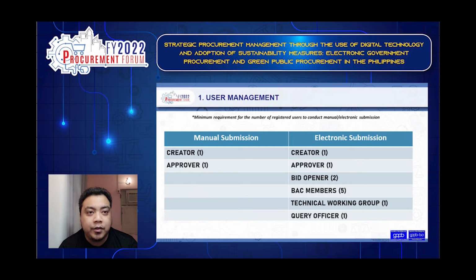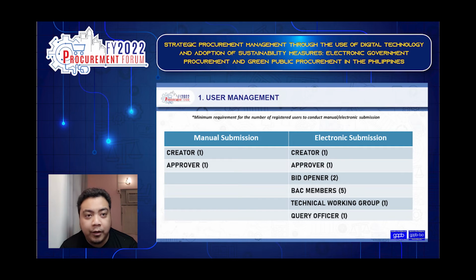There are 2 kinds of submission under the modernized PhilGEPS. So there is a manual and there will be an electronic submission. For the manual submission, it only requires creator and approver, while as for the electronic, it requires creator, approver, bid opener, BAC members, TWG, and query officer.